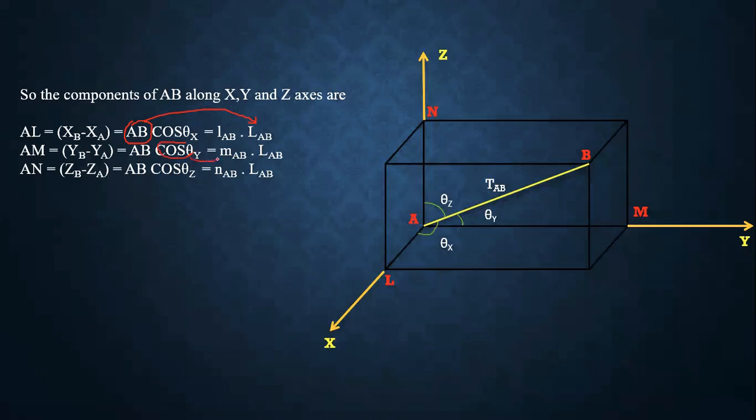So cos theta y is equal to MAB, and AM is equal to length AB times MAB. And same as AN is equal to ZB minus ZA, equal to AB cos theta z, equal to length AB times NAB.